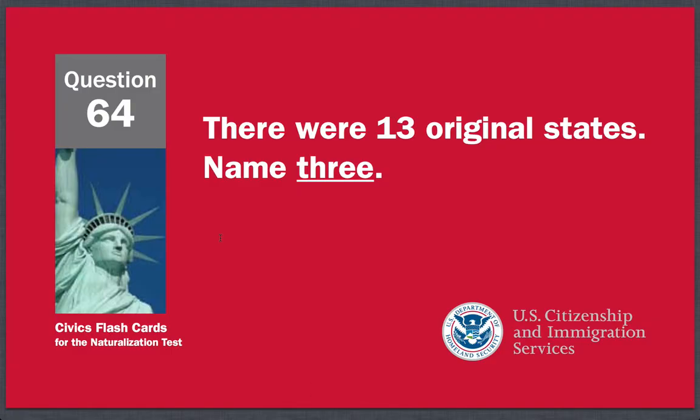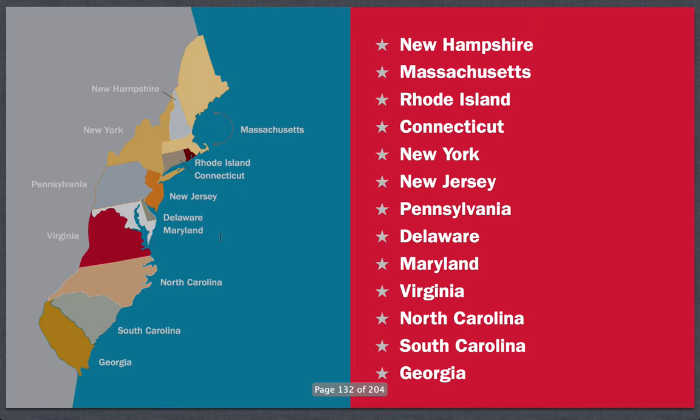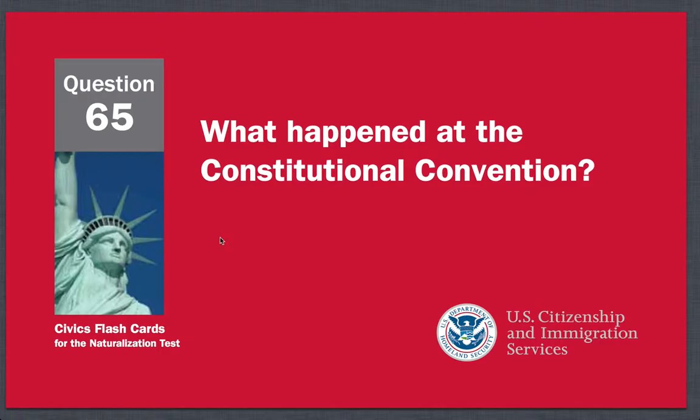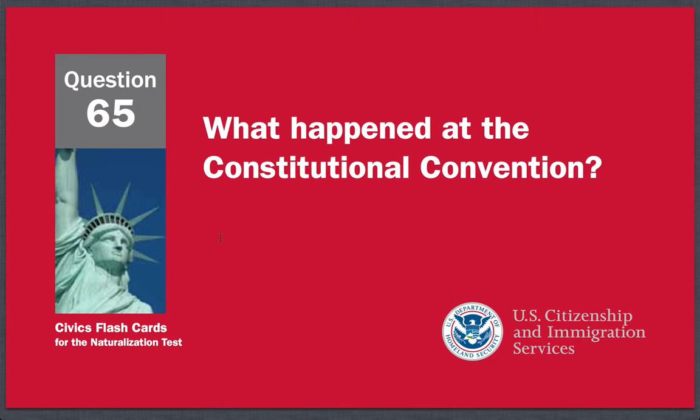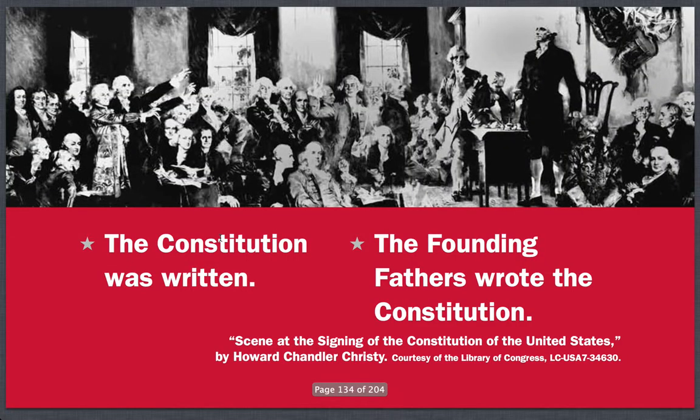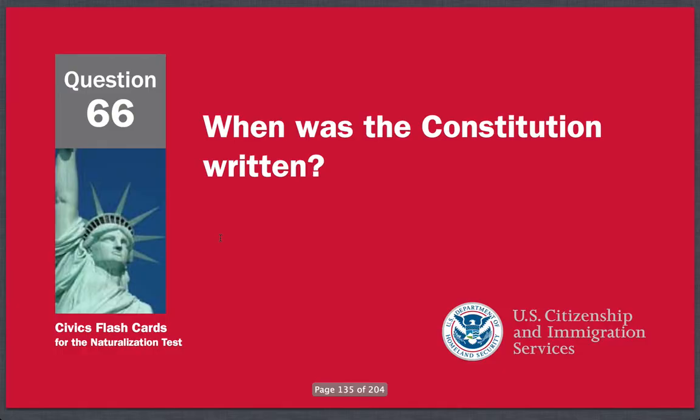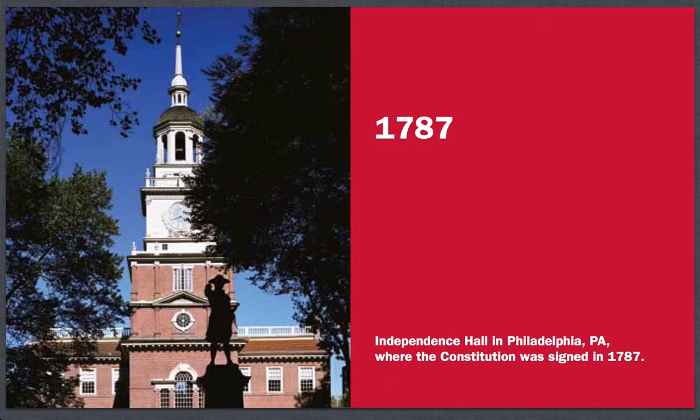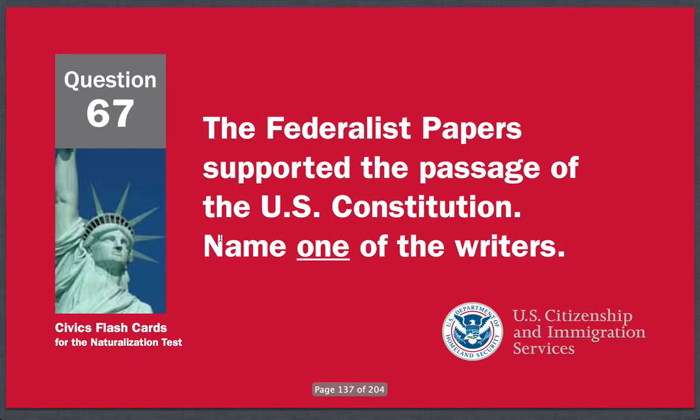There were 13 original states. Name three of them. You have to know. You can check here: New York, New Jersey, Pennsylvania, Delaware. Pick the ones which are easier usually and remember them. What happened at the Constitutional Convention? The Constitution was written. That's basically the supreme law of the land. When was the Constitution written? It was written in 1787. So don't miss those dates. The Federalist Papers supported the passage of the U.S. Constitution. Name one of the writers.